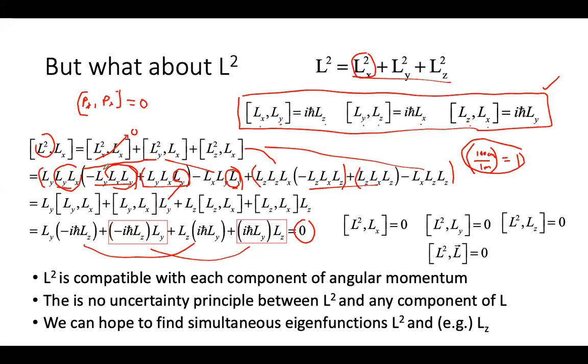I showed specifically it's compatible. It does commute with the X component. And if you replace this with Y, you can show it's also true for Y. If you replace this with Z, you can also show it's true for Z.